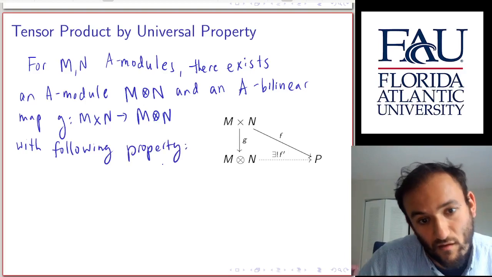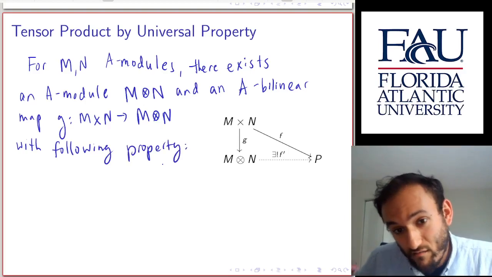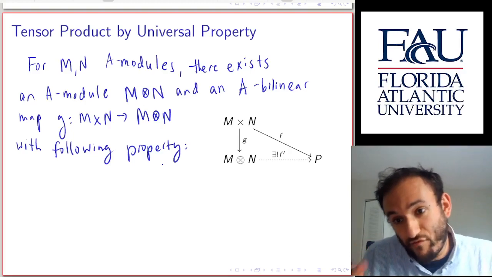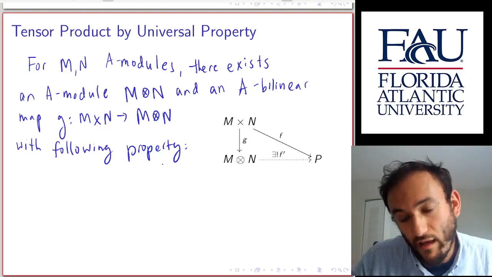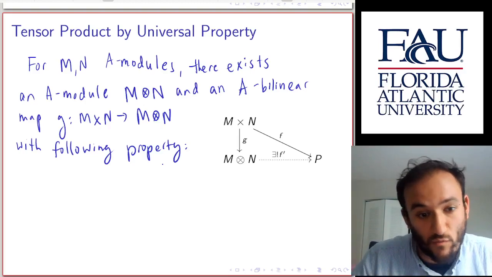That given any A module P with an A bilinear map F from M cross N to P, it's going to factor through the tensor product in a unique way.